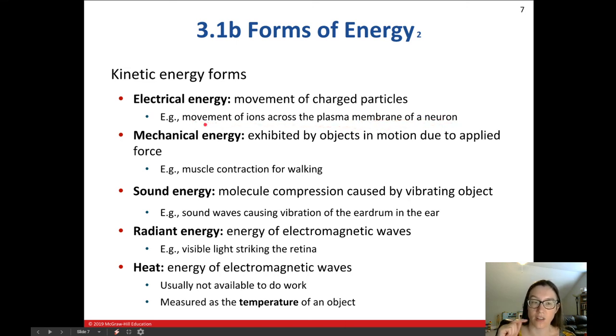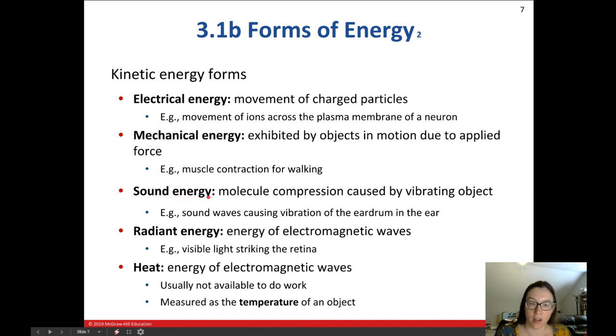This electrical impulse is going to be the way that our nerves communicate to our brain. Our brain is really good at interpreting electrical energy, but not really the other types as well. Mechanical energy is exhibited by objects in motion due to applied force, like our muscles contracting for walking.